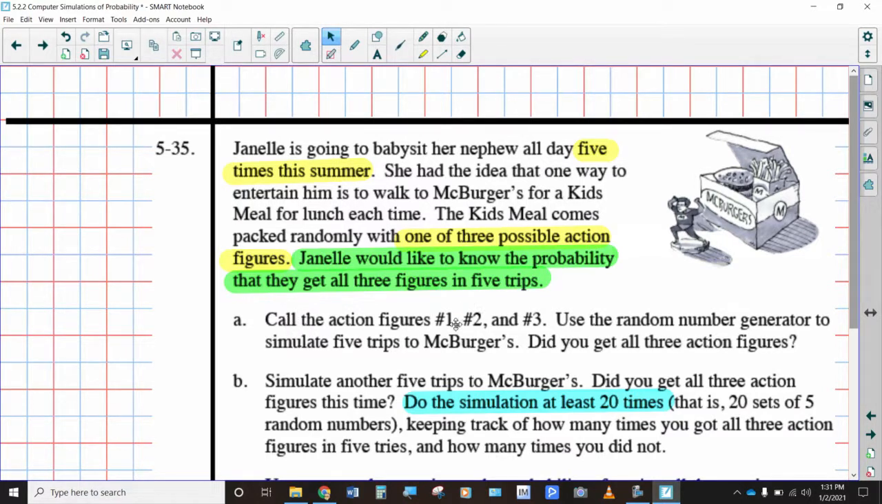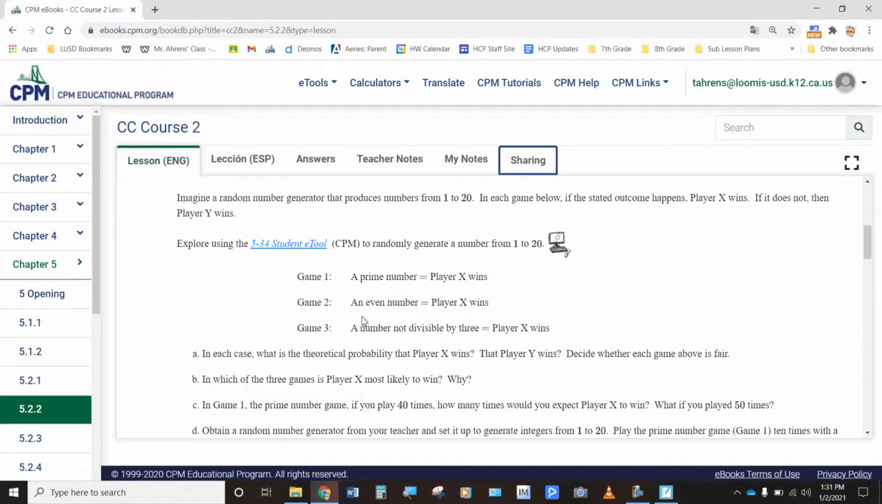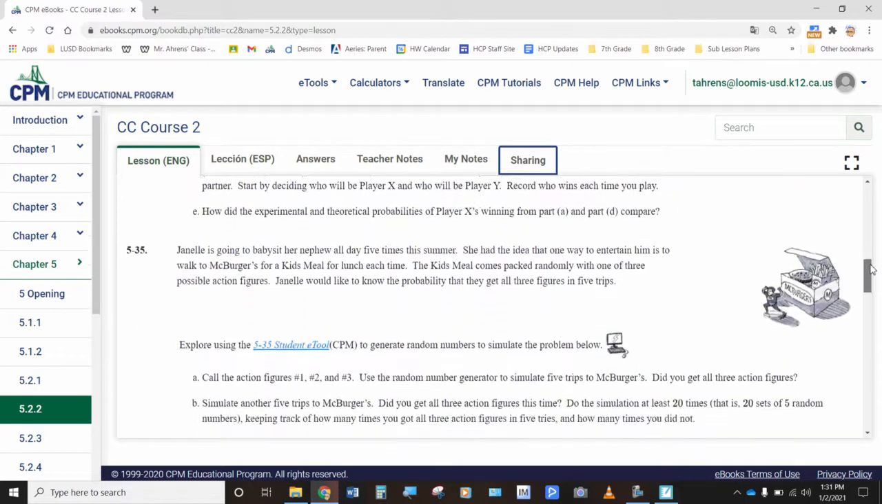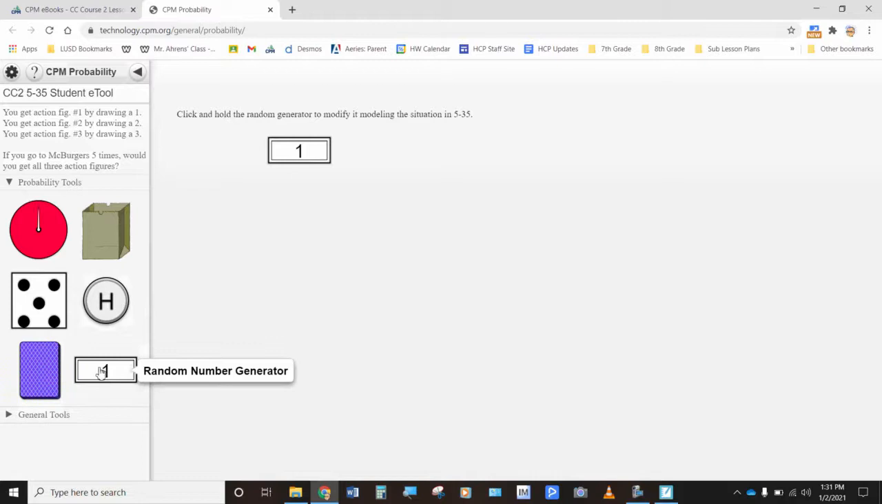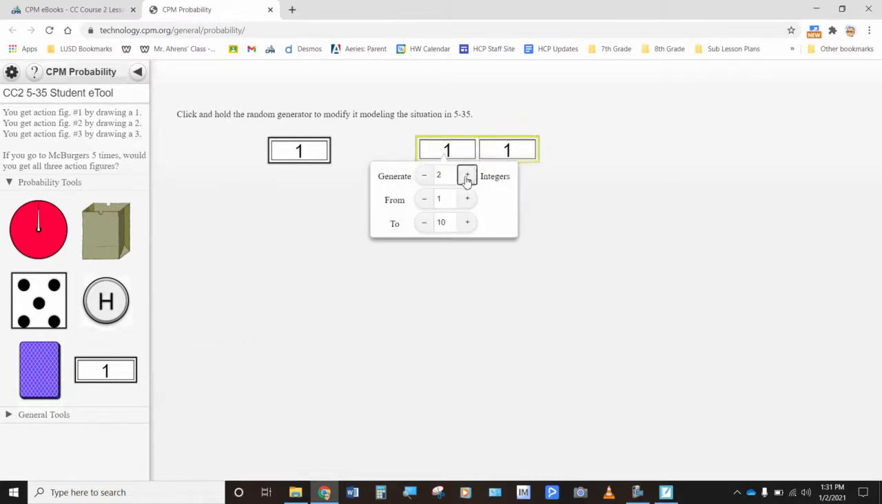And we're going to call action figure number 1, maybe this guy. Number 2 will be a different action figure, and number 3 will be a third one, which we don't have pictured here. Okay, and so what do they say? They say to use the random generator to simulate 5 trips to burgers. Okay, so here we go. Let's jump onto the online tool for this problem, which is problem number 35. Click on that. All right, so this is not what I want here. I need to set up my probability tool where we want a total of 5 trips, right? And we've got action figure 1, figure 2, and figure 3.